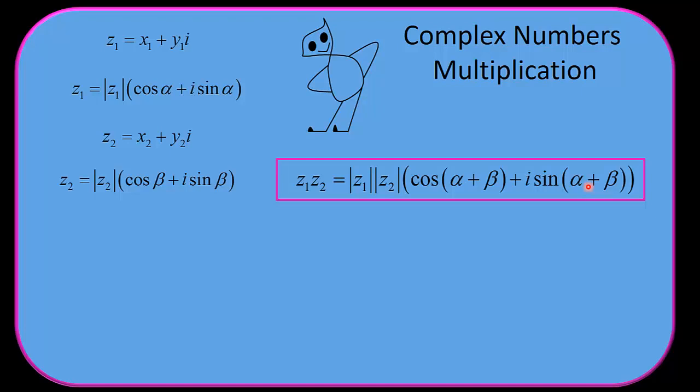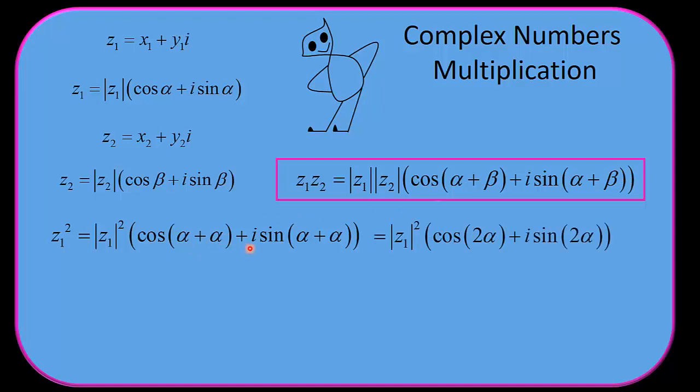Now, let's suppose that we're not multiplying z1 and z2 together. Let's suppose we're just multiplying z1 by itself. In other words, we have z1 squared. Well, just replace the z2 with z1 and you get this modulus, the modulus of z1 squared. Replace the beta up here with alpha and you get this. And you can go a step further and say, oh, there it is. z1 squared would just be equal to this.